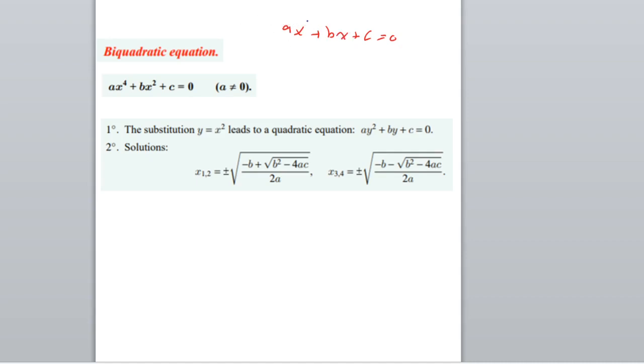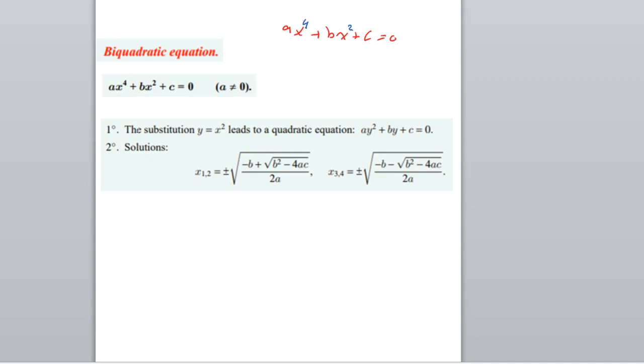Okay, but here instead of squared it became power 4, and here instead of 1 it became 2, so we get ax power 4 plus bx squared plus c equal to 0. Well, what's the relation between bi-squared and quadratic? We could change a bi-squared equation into a quadratic equation. Okay, we'll take these things and take an example to understand it more.